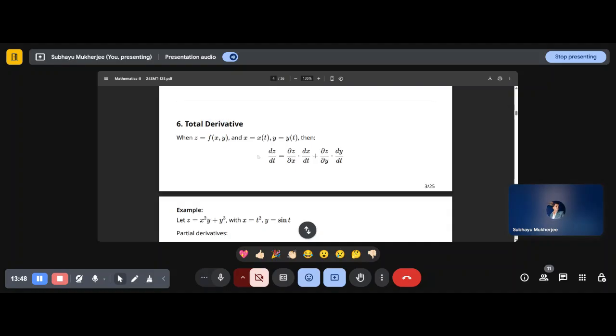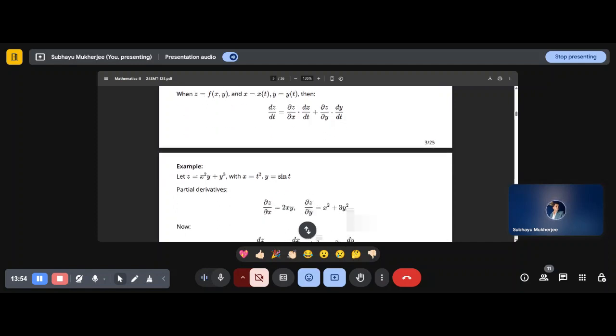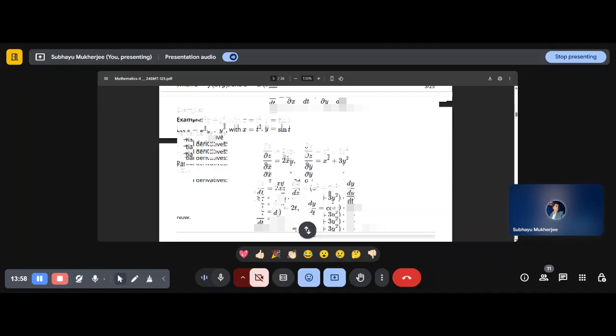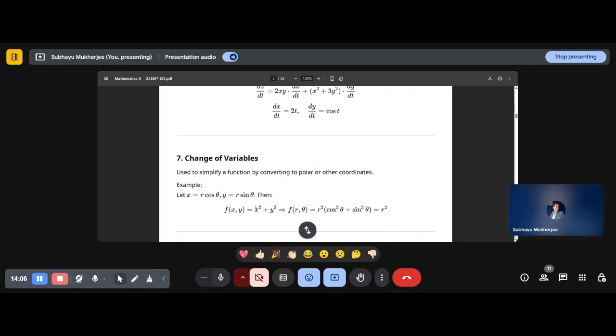And the final topic of this chapter, total derivative. Total derivative is also a follow-up of the chain rule only, where you follow this given function. So you can just follow this example where we differentiate z with respect to x and y, and then we add them up, to find del z del t, del y del t, etc.